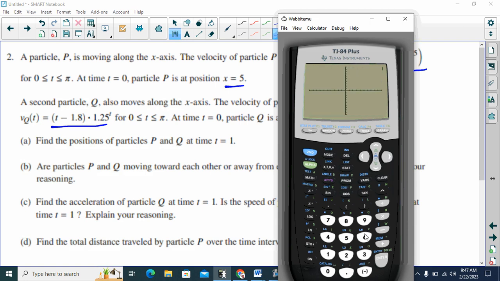And I'm going to zoom standard. Looks like our times go from 0 to pi. So let's change our window. X is going to start at 0. I'm going to go negative 0.1 so I can see the axis. And we are ending at pi.